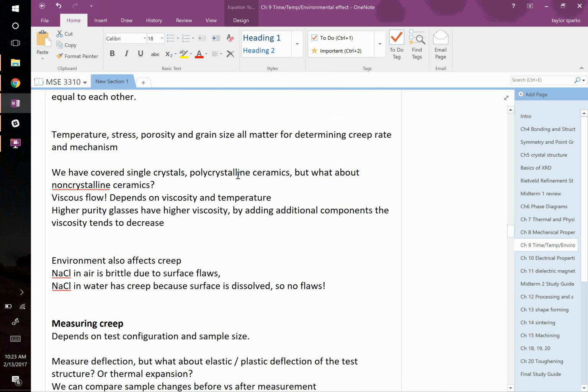So obviously you can achieve creep in polycrystalline materials, as we just showed you. It can also happen in single crystals where there are no grains. It can happen in glasses, right? Even high purity glasses. All these things can have time-dependent deformation, but it's going to be different mechanisms.